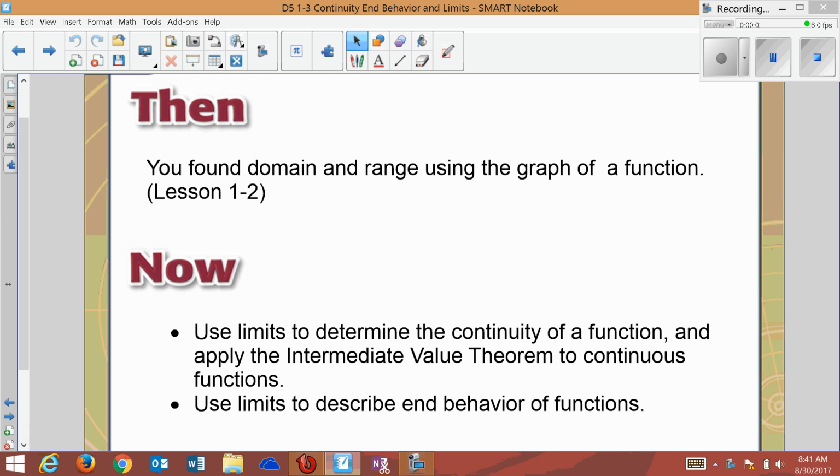Hello, today we're going to look at how we're using limits to determine continuity of a function and apply the intermediate value theorem. We'll also use limits to describe end behavior. Now, limits is a new word, something you haven't seen before. It kind of goes off of domain and range, but it's really talking about where a graph is going as it approaches maybe the end of the visual graph, which direction it's heading. We'll learn about that as we go.